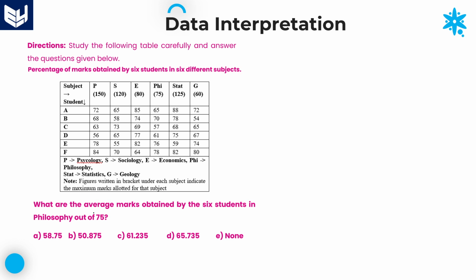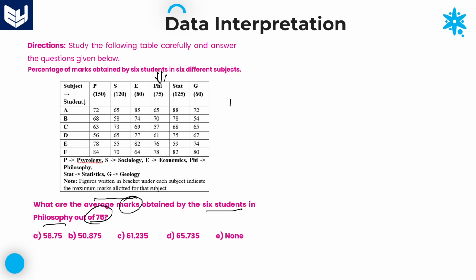Next question. What are the average marks obtained by 6 students in philosophy out of 75? We need to calculate average marks. It is not about average percentage, it is about average marks. Average marks are different, average percentage is different. If you want average marks, definitely you need to calculate marks of each and every student in philosophy. Philosophy means that is the fourth subject.